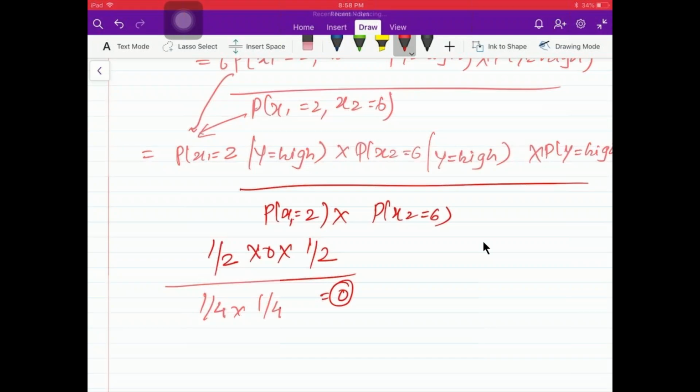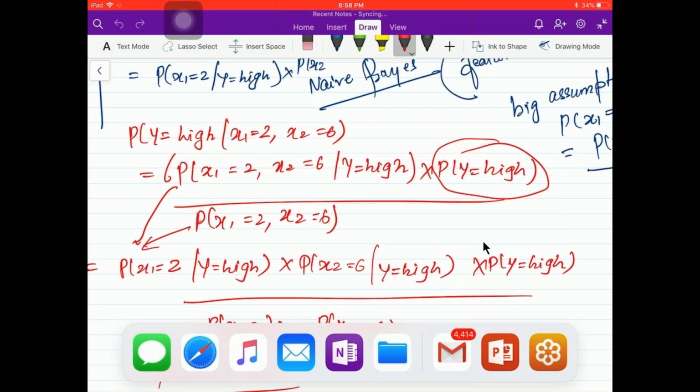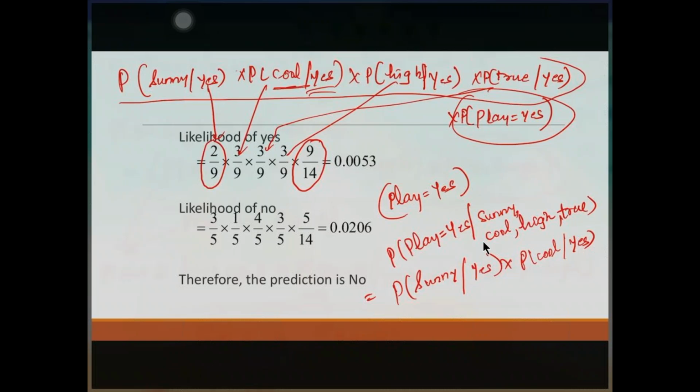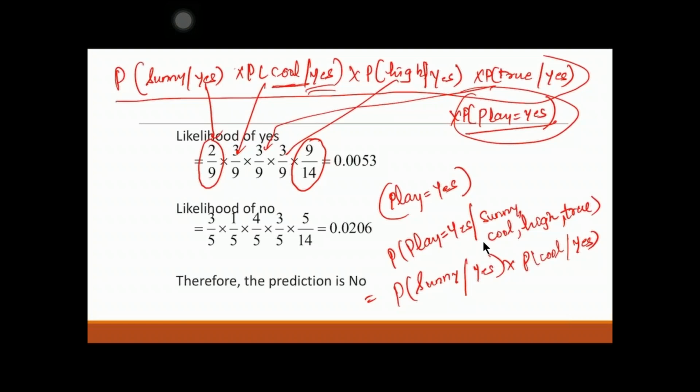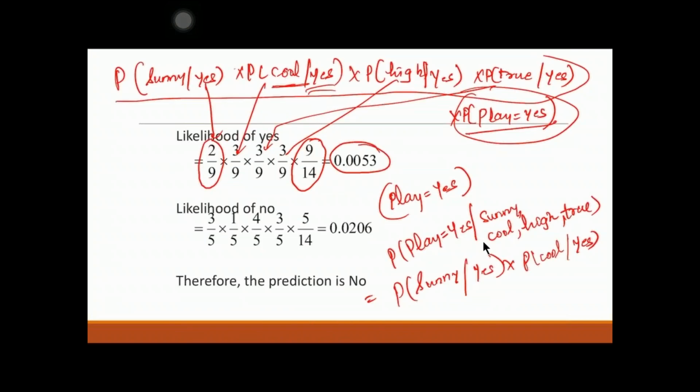Only play. So similarly, what is the probability of play equal to yes? Play equal to yes is 9 divided by 14, 9 by 14. So this is the likelihood of 0.0053, and then the likelihood of no is 0.0026. So what is the answer then? Whether you say people will come out to play or not, what will be your answer?